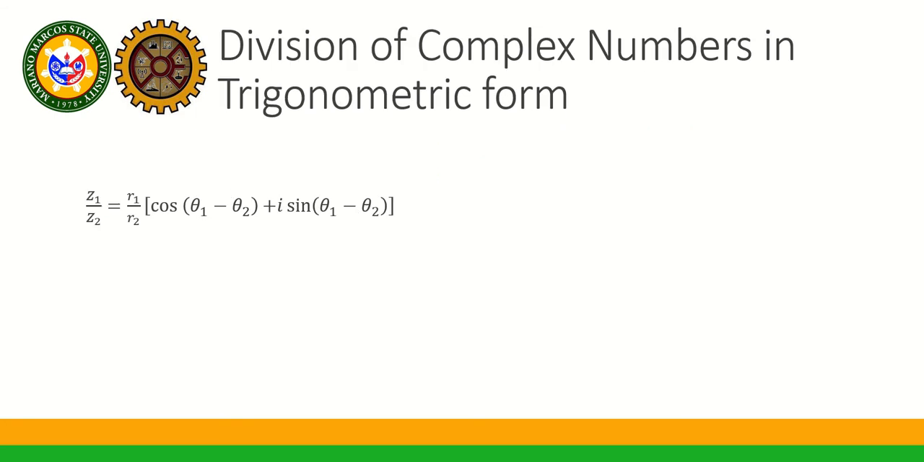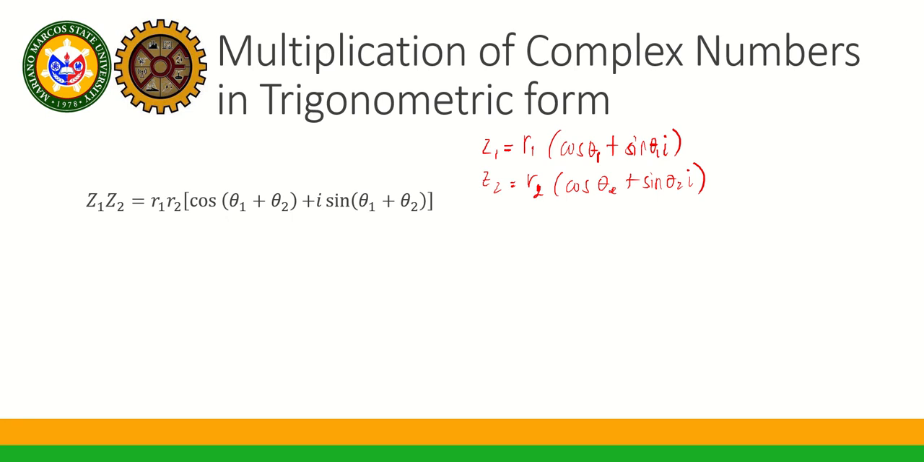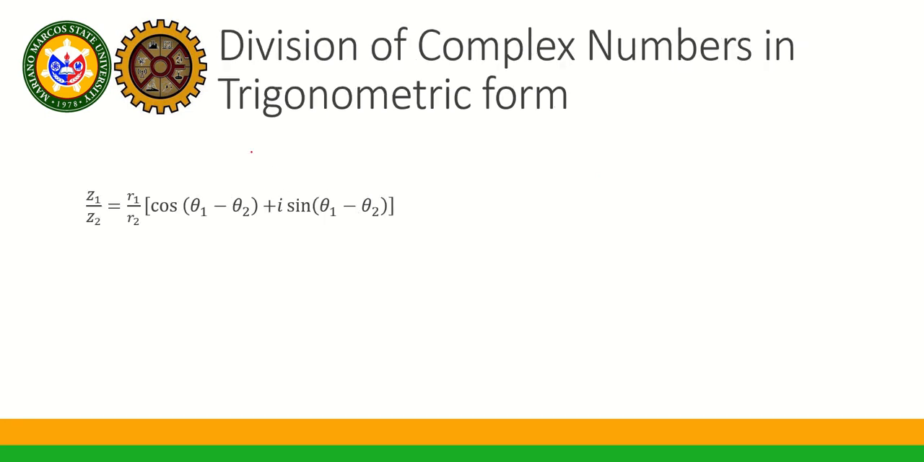So next is the division of complex numbers in trigonometric form. So same pa rin yung given, ito pa rin. So in order to divide them, we divide yung mga modulus, r1 over r2. Depende kung ano yung subscript nung nasa taas, yun din yung subscript ng gagamitin mo dito sa taas. Okay? So r1, uniform sila.